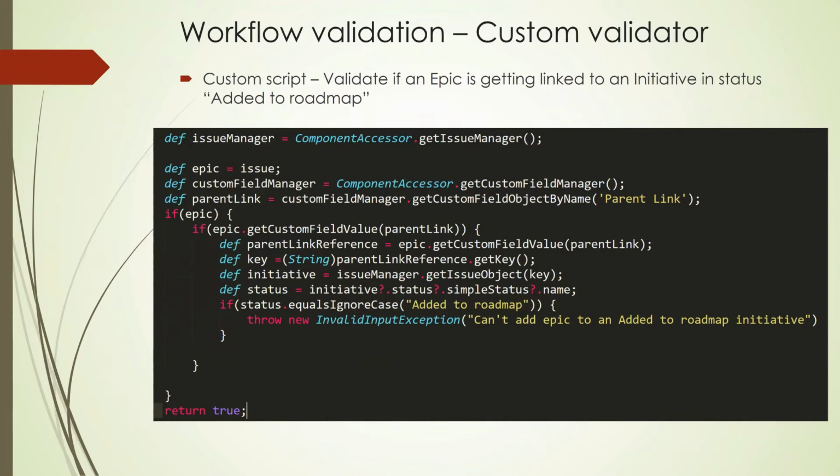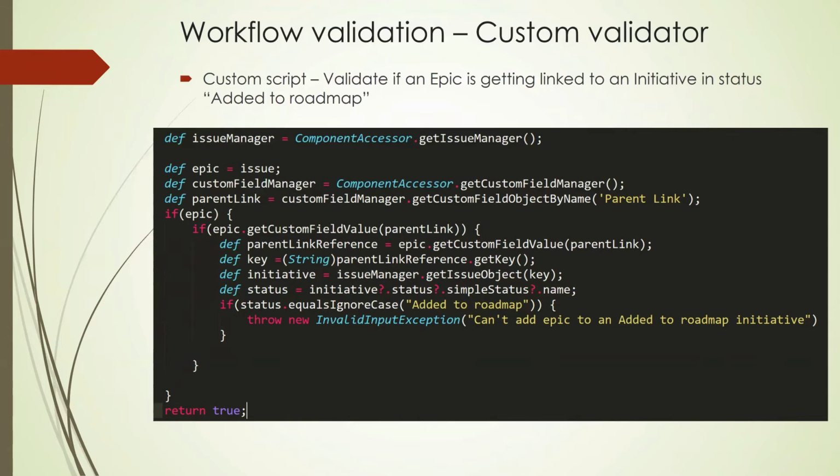So I get the status of the linked initiative through the parent link field, and once that happens, I check if the status is added to roadmap. If it is added to roadmap, I throw an exception. This class is something which is recognized by ScriptRunner. If you want to throw a validation exception, that is the invalid input exception class. So you throw it, and you add the reason.